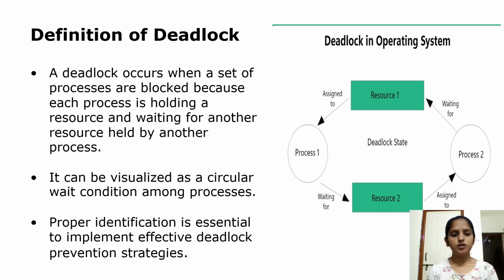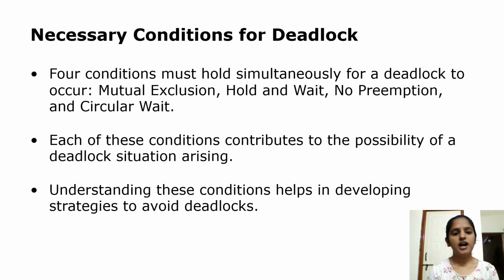This occurs when a set of processes are blocked because each process is holding a resource and waiting for another resource held by another process. Proper identification is needed to implement effective deadlock prevention strategies. And coming to necessary conditions for deadlock.